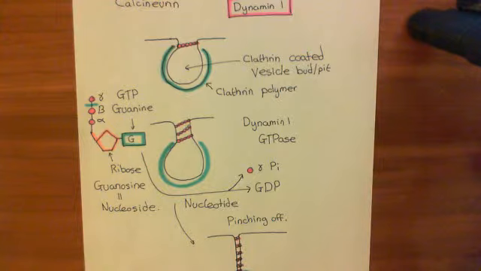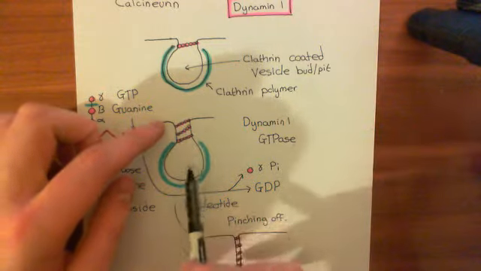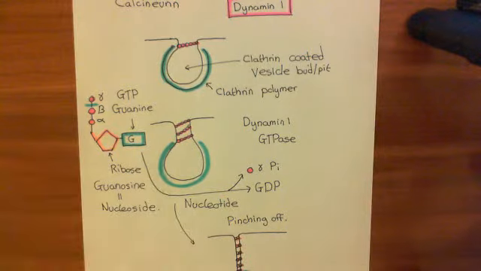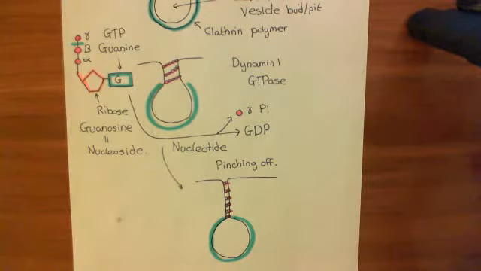And the oligomerization of the Dynamin 1 activates its GTPase activity. So it starts breaking down GTP into GDP and inorganic phosphate, and it uses the energy released from that hydrolysis of GTP to tighten the spiral and reduce the diameter of the lumen of this tube connecting the vesicle with the extracellular space. And when it does that, it stretches the neck in length, basically. So this is the pinching off process.